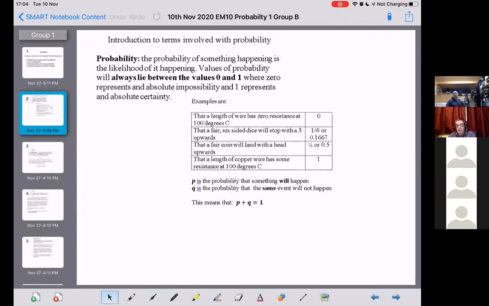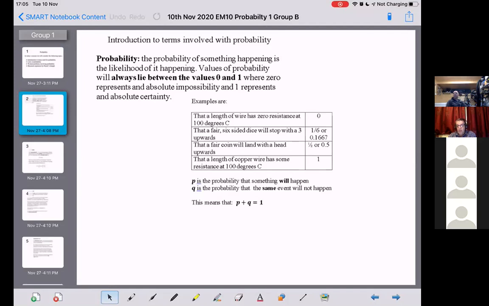If we said that a fair 6-sided dice will stop with a 3 upwards, well, that's a 1 in 6 chance, or 0.1667. If we said what's the chance a fair coin will land with a heads up, that's 1/2, or 0.5 probability. The probability that length of copper wire has some resistance at 100 degrees C is an absolute certainty.